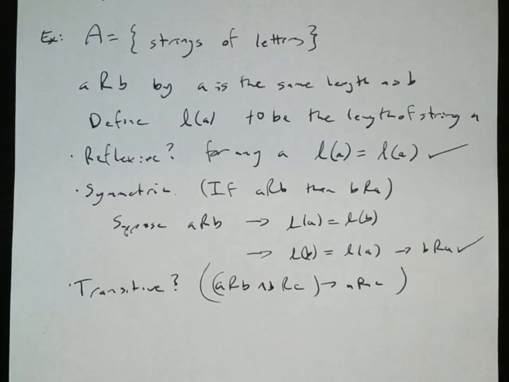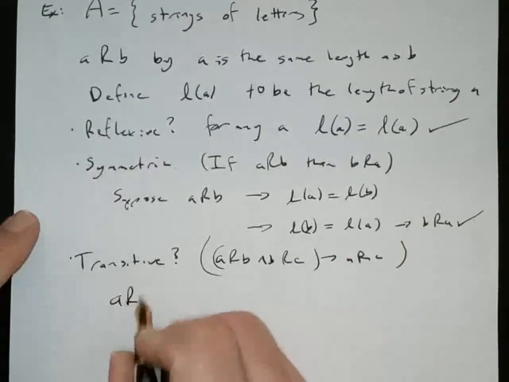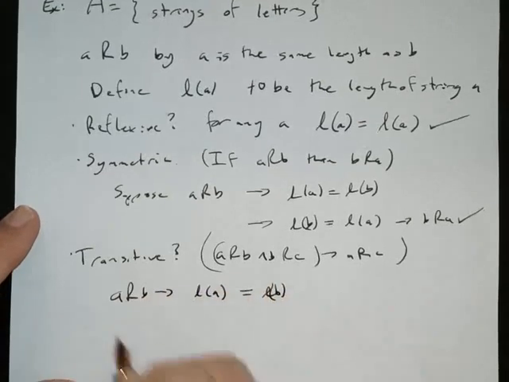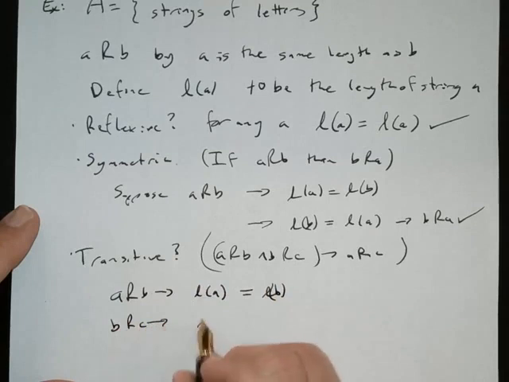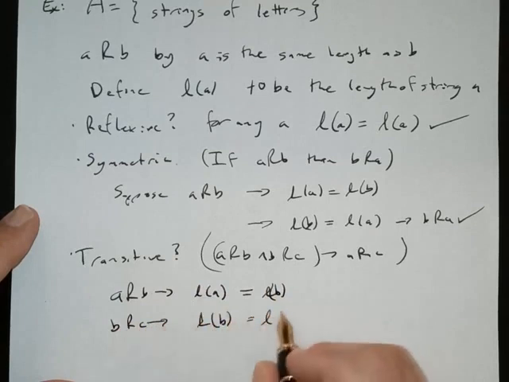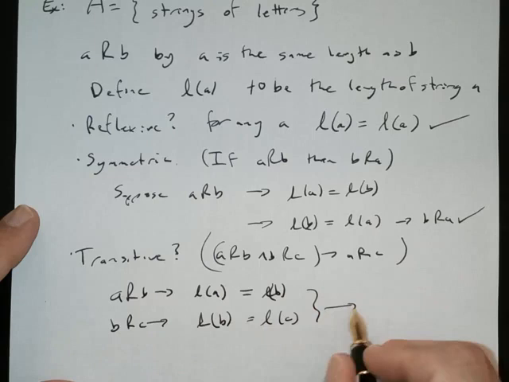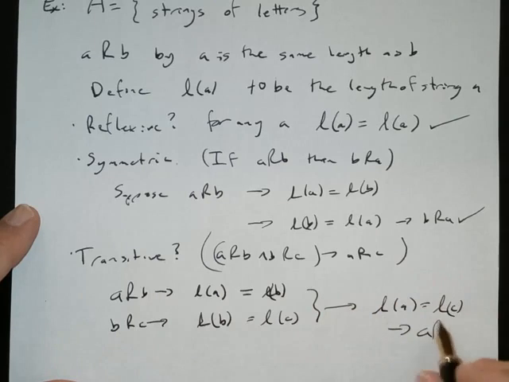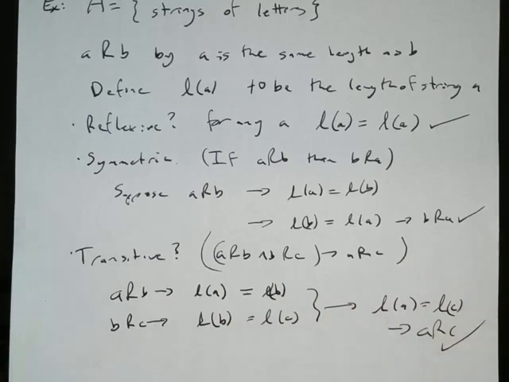If the length of A is equal to the length of B, and the length of B is equal to the length of C, then the length of A is equal to the length of C. It makes perfect sense, right? That's exactly what we need to write out. A related to B means the length of A is the same as the length of B. B related to C means that the length of B is the same as the length of C. Put those together and we get that the length of A is equal to the length of C. Therefore, A is related to C, exactly as we wanted.